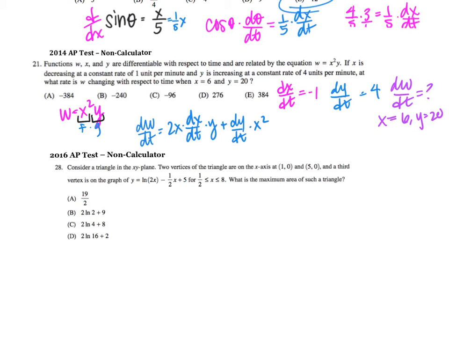We're looking for dw/dt. dw/dt is already by itself. Great. So that's going to equal 2 x's. X is 6 right now. dx/dt was -1. My y was 20. My dy/dt is 4. And my x squared, my x was 6, and we got to square it.